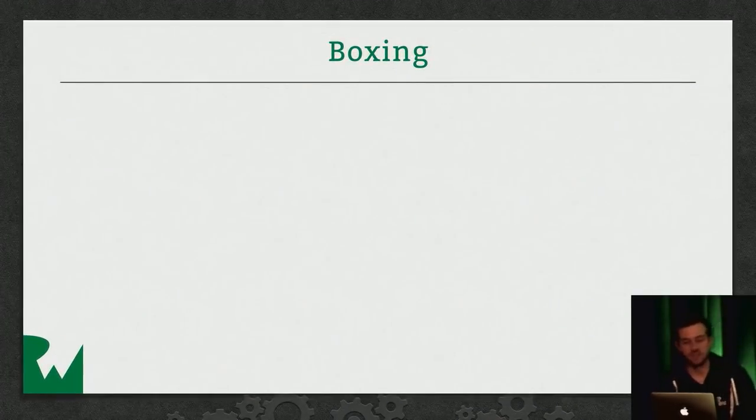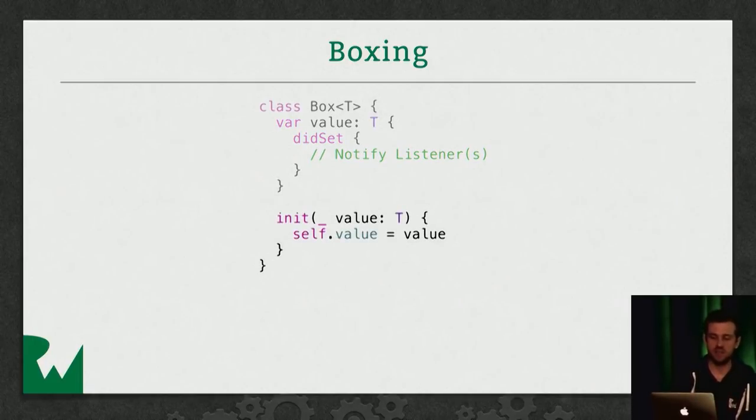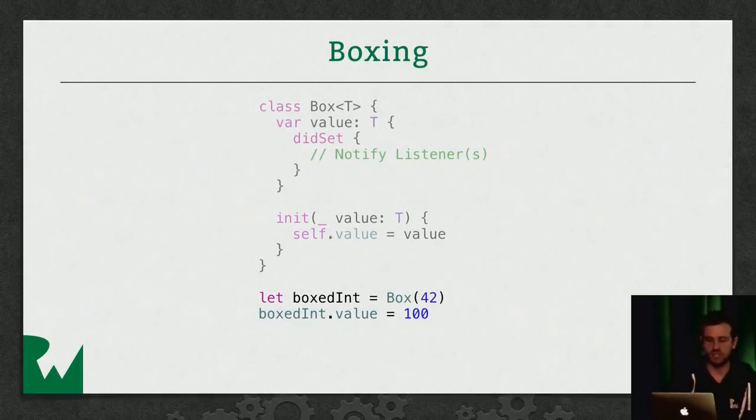That's called boxing. So just to take a quick look at what a box would look like, you create this class object called Box. It's generic. The value that it would have inside of it is of the generic type. The didSet property observer right there is where we'll be notifying the listener. And you just create an init method that sets the value. That's like a box at the base level. But you're looking at that and you're like, okay, that doesn't accomplish anything. We're just hiding the value within another thing. And we use it like that.